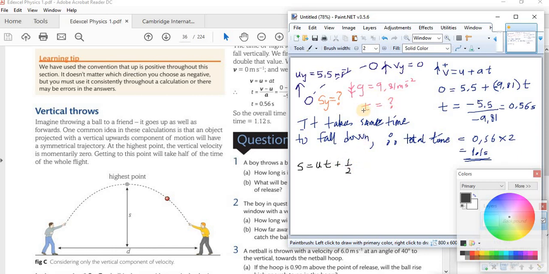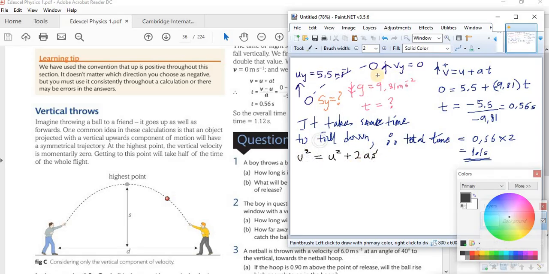Oh no, but we don't have t, right? We could use this, but if we use this, we will have to use this value. So instead of using this, we will try to use an equation that doesn't have t but has all the other quantities which we have here. That is v squared equals u squared plus 2as. v squared equals u squared plus 2as.